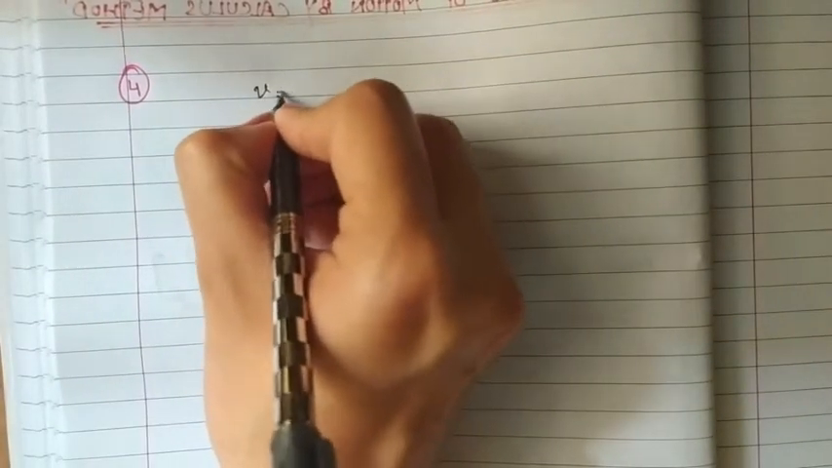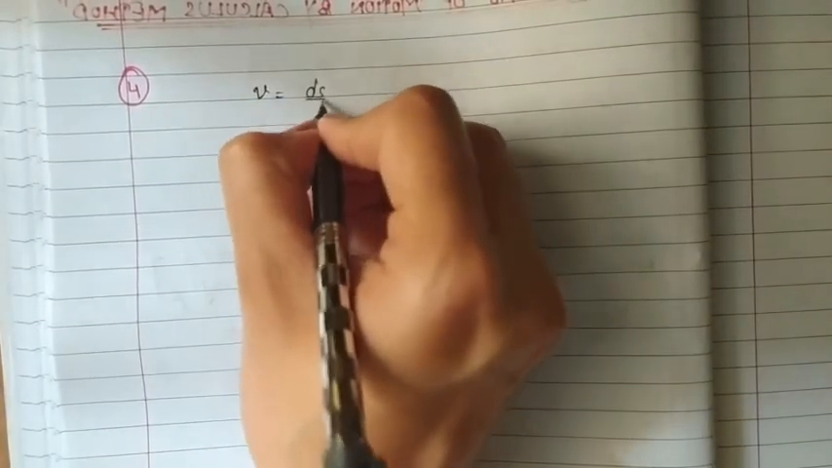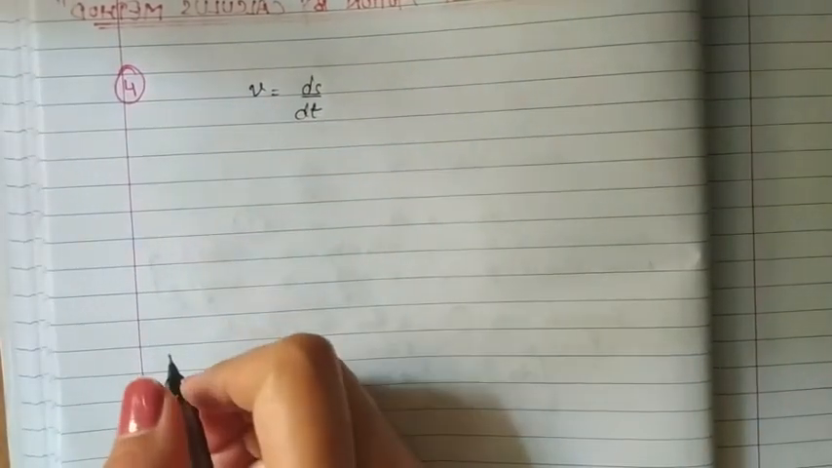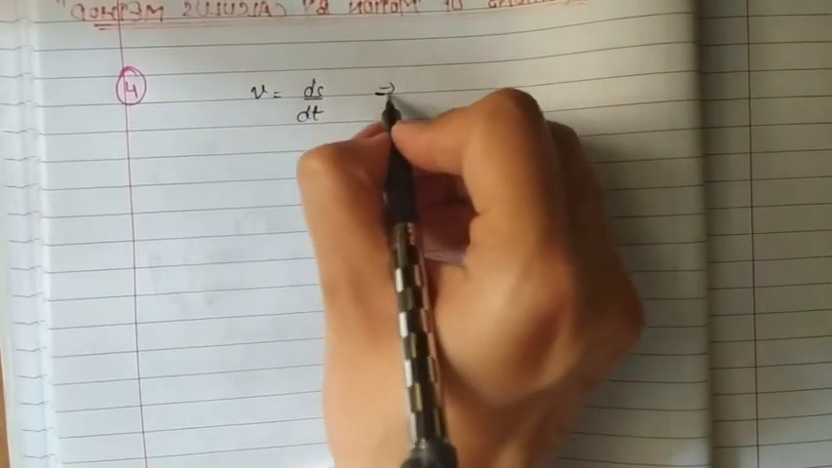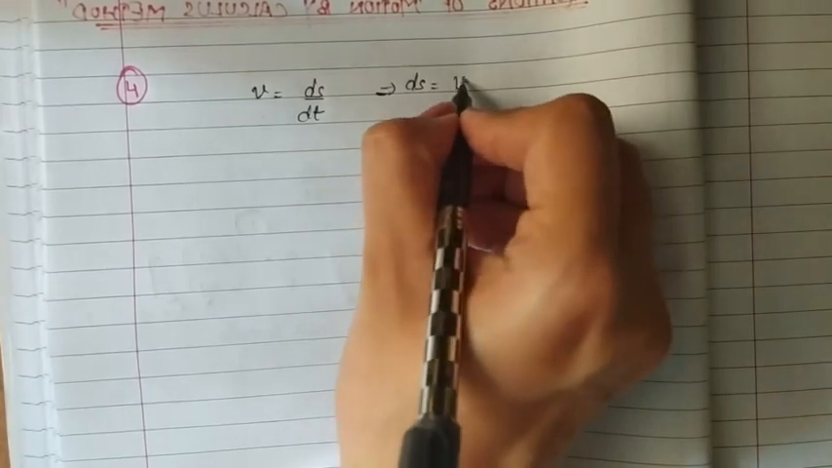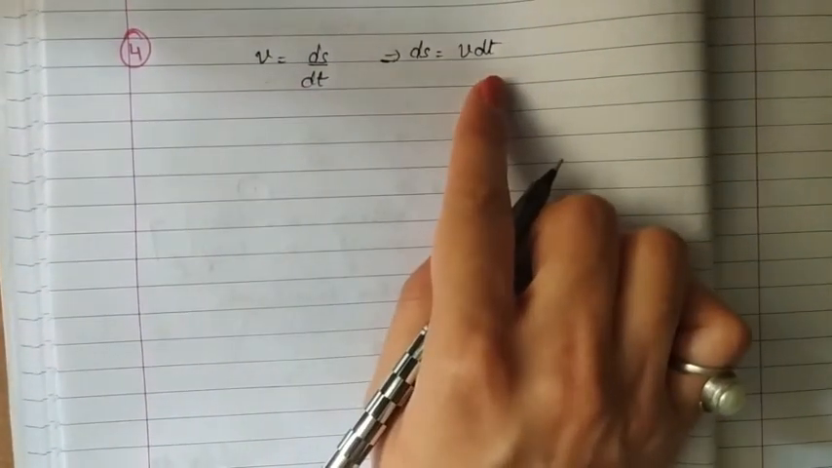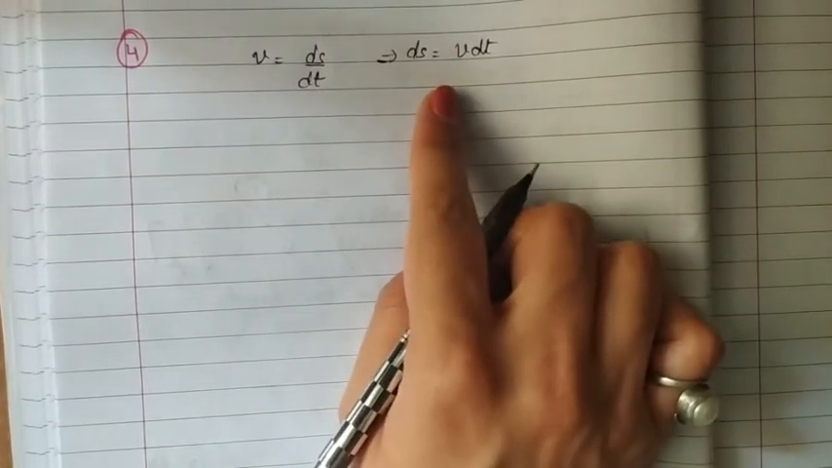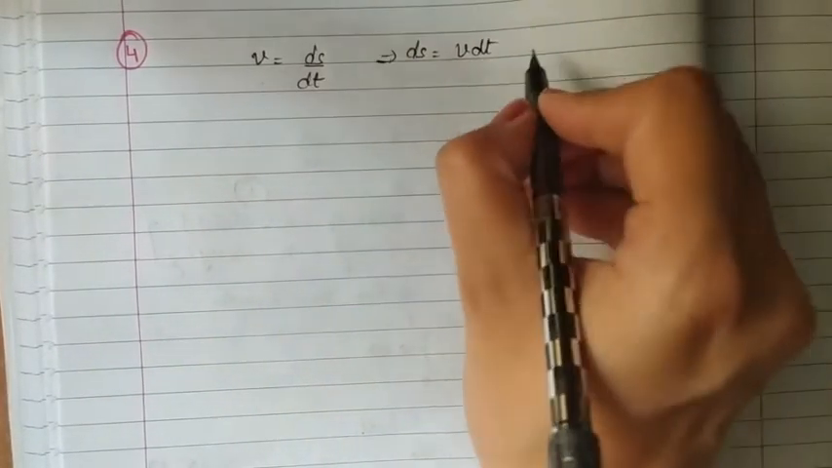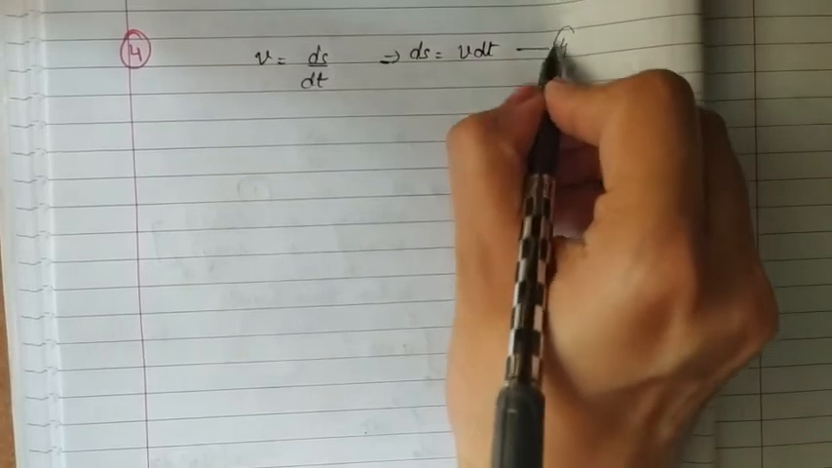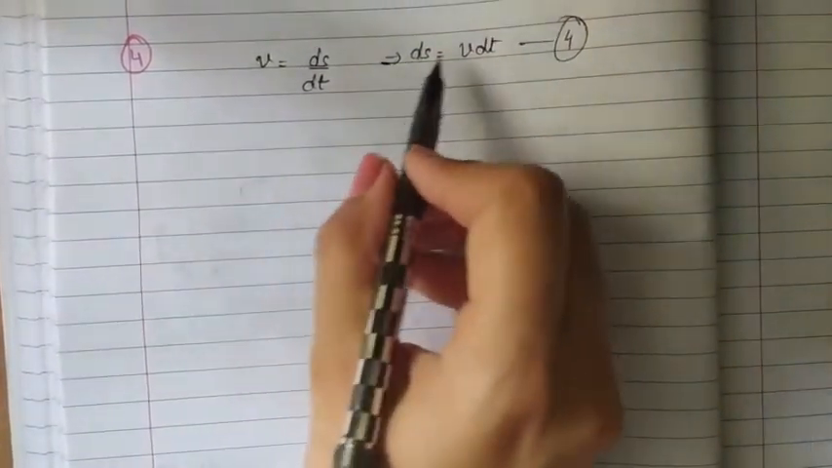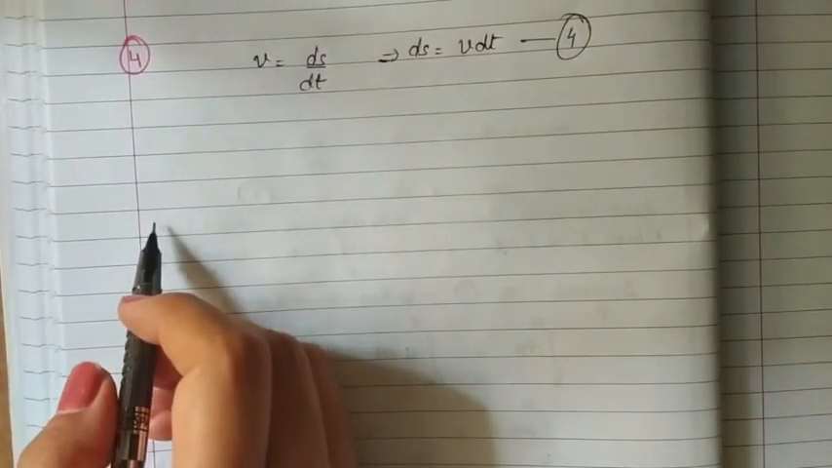Velocity, by definition, we know that velocity is equal to ds over dt, and on rearranging this we get ds is equal to v dt. Okay, ds is equal to v dt. Now let's talk about the limits. I'm taking it as equation number 4, right? So now we are talking about the limits.